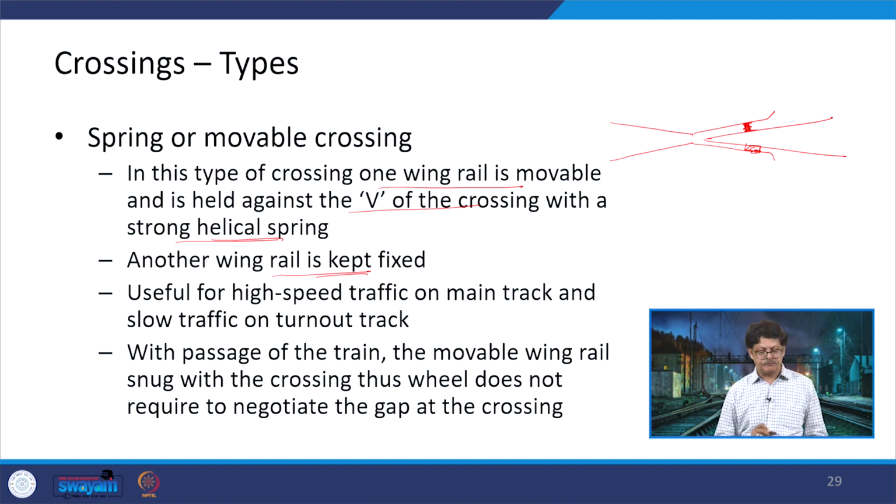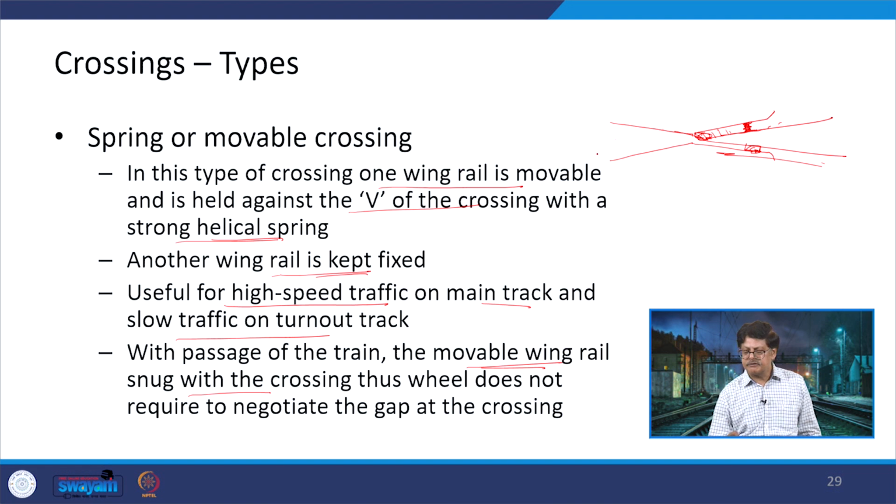So, what is the advantage? It is useful for high speed tracks on the main track and slow traffic on the turnout. With the passage of the train, the movable wing rail snugs with the crossing, and thus the wheel does not need to negotiate the gap at the crossing. So, what happens depends on in which particular direction this is moving. If the load comes on this one, then this will come nearer, and when it comes nearer it moves like this. So, the wheel which is coming from this direction is not required to traverse the gap.